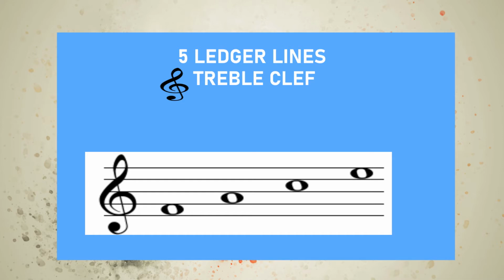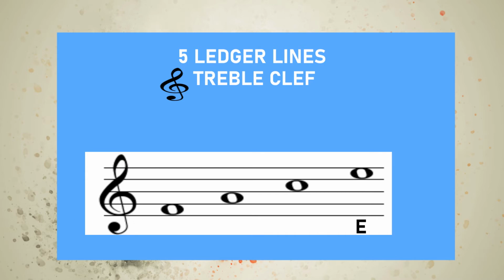Now, between those lines, there are also 4 spaces. And the note on the bottom space is called F. The note on the second space from the bottom, A. The note on the third space from the bottom is called C. And then the note in the fourth space from the bottom is called E.